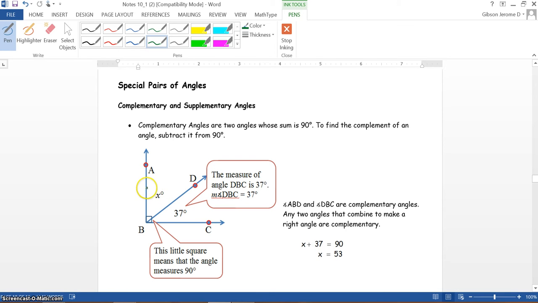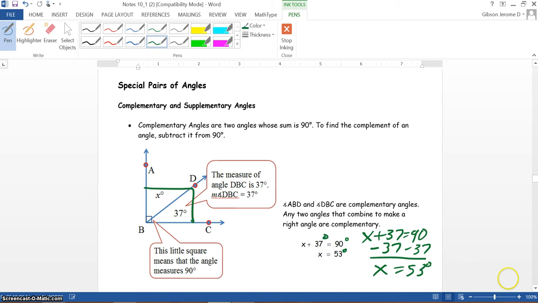Now if you notice, if we combine both of these angles here, the x and the 37, that would give us a 90-degree angle, which is shown here. This little square always means that the angle measures 90 degrees. So these two added together must equal 90. X plus 37 is 90. And what is not shown here is that we were supposed to subtract 37 on both sides. So x is equal to 53 degrees, and it should have a degree sign here.